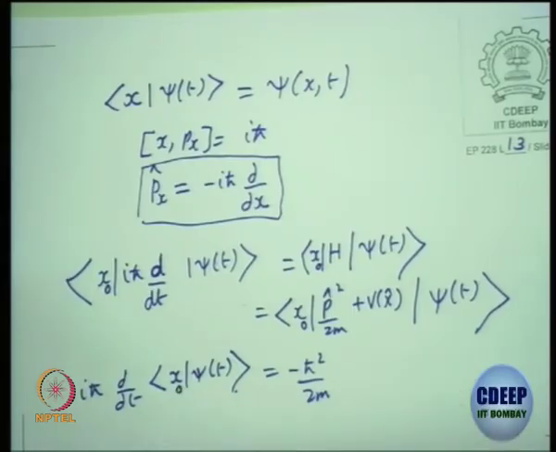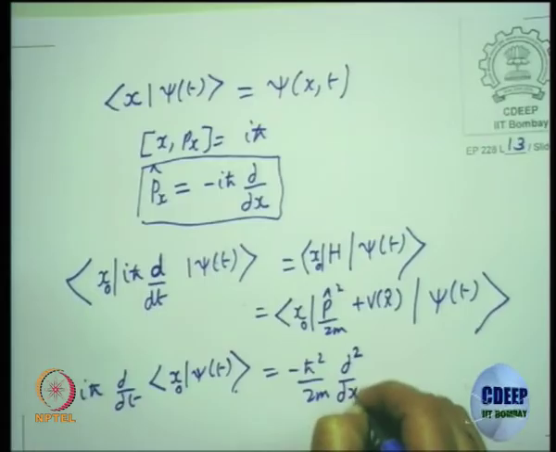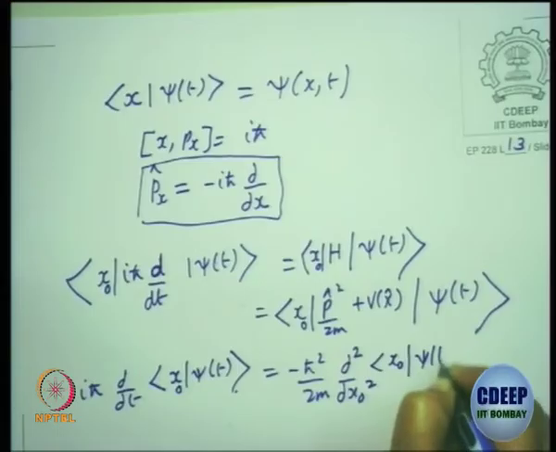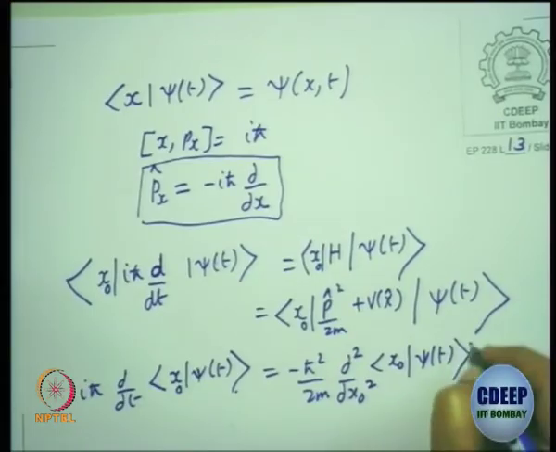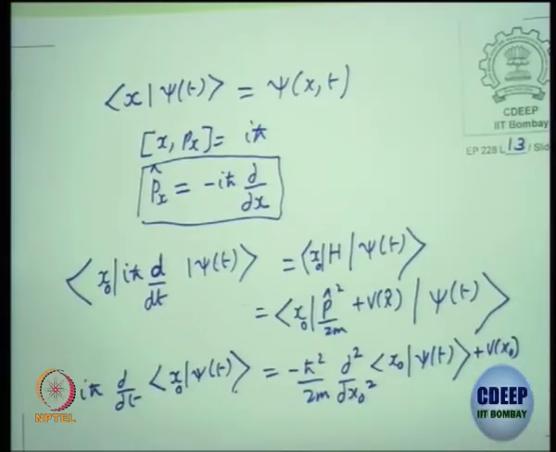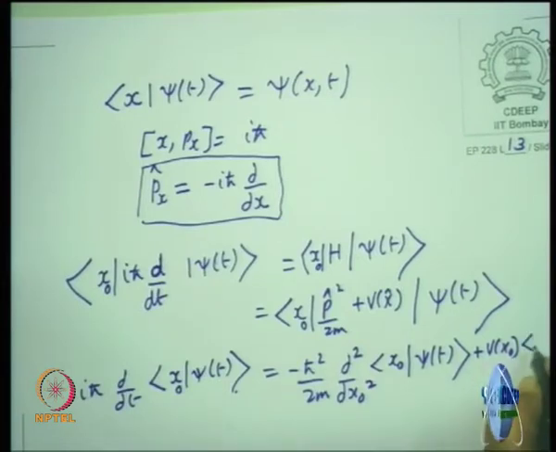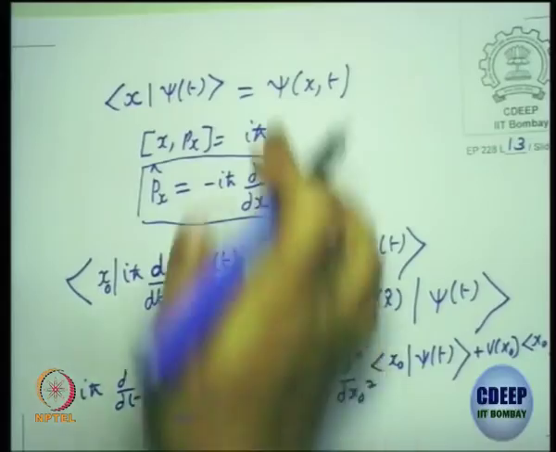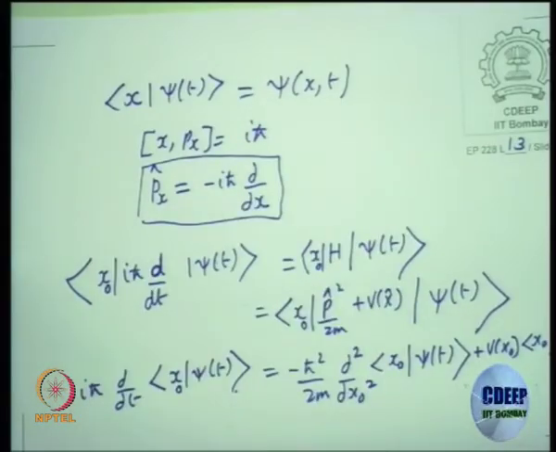So, you can put an x naught here, some specific position, pick a point x naught. So, this will be del squared by del x naught squared on x naught with psi of t plus V of x naught. Now, it is all numbers, it's an eigenvalue with x naught with psi of t. Agreed? And we have defined x naught with psi of t, or x with psi of t, as psi of x, t.